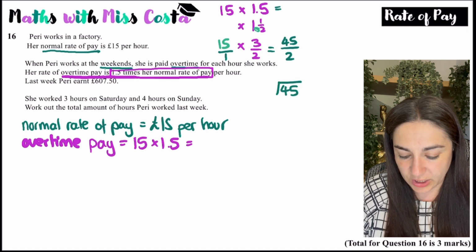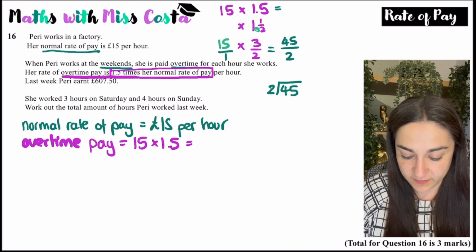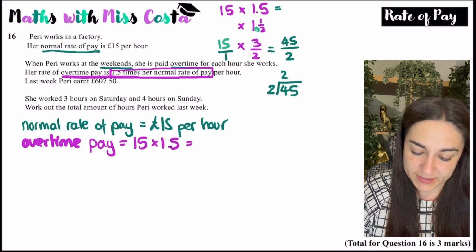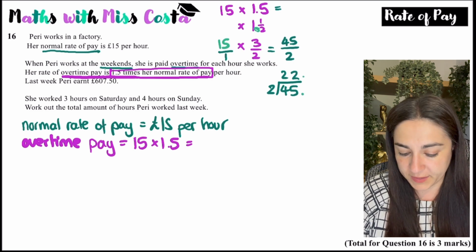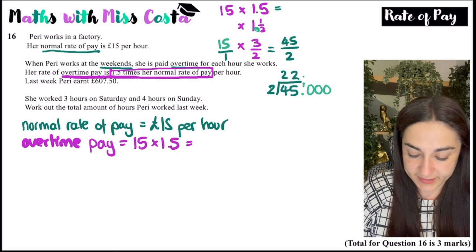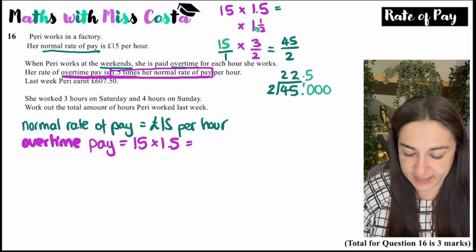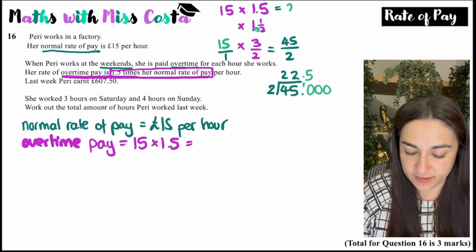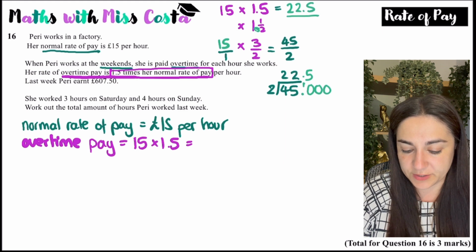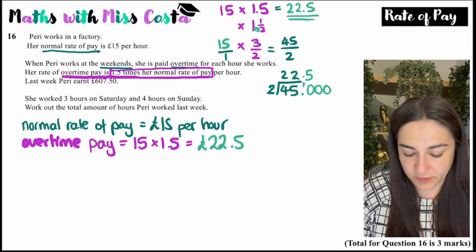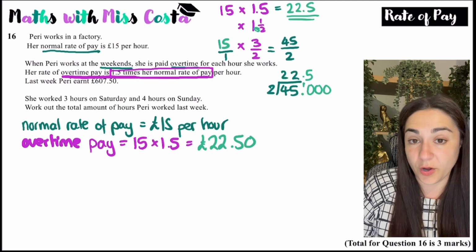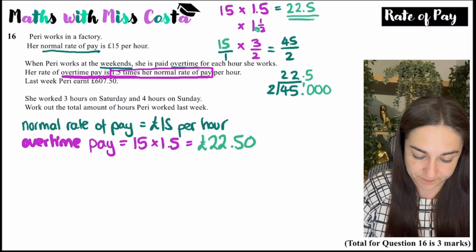I can then use the bus stop method to figure out what that must be. 2's into 4 go twice, 2's into 5 go twice, but then I run out of numbers, so I put a decimal point and a few zeros. So 2's into 5 went twice, remainder 1, and then 2's into 10 go 5. So 15 times by 1.5 is 22.5. So I know that would be £22.50, so her overtime pay is £22.50.